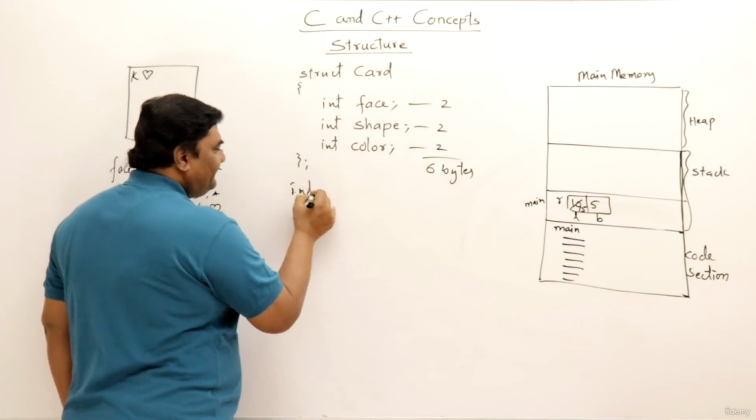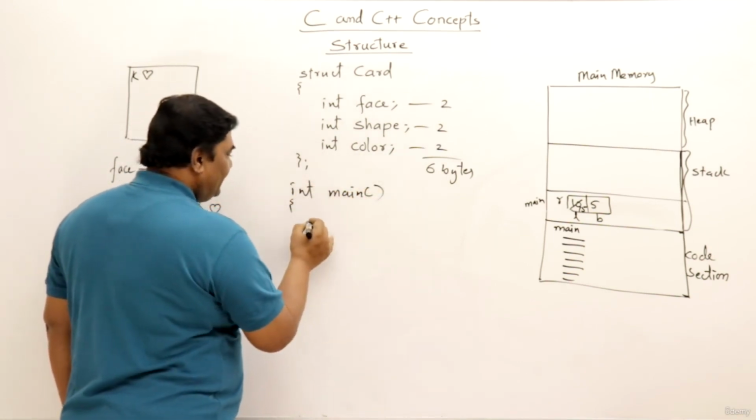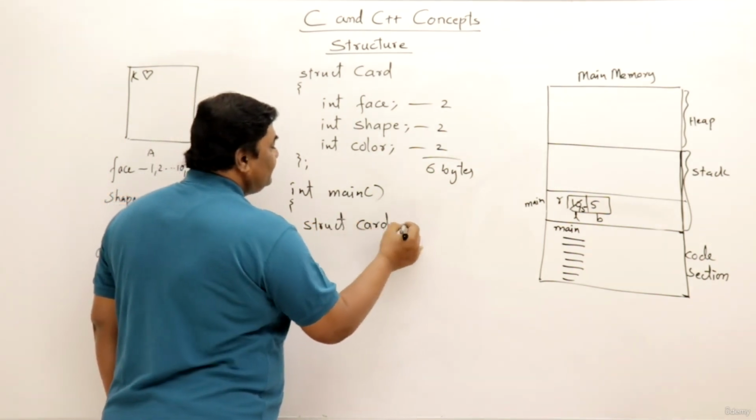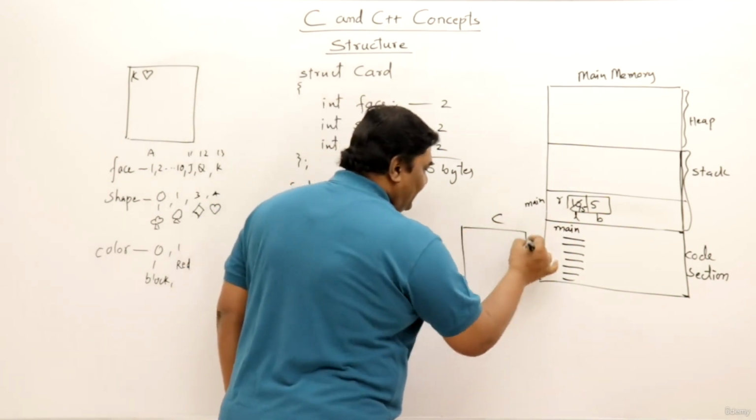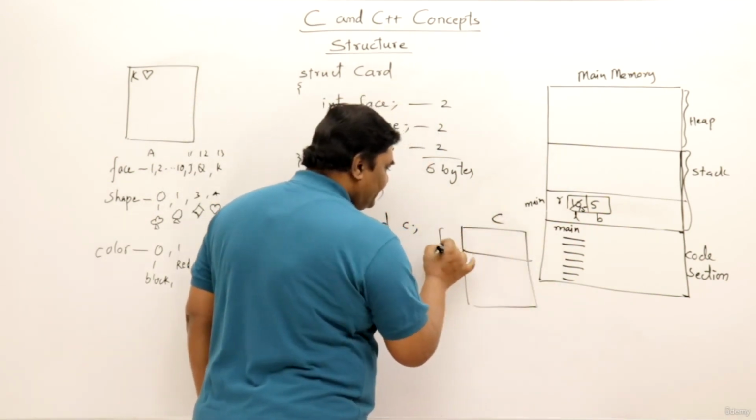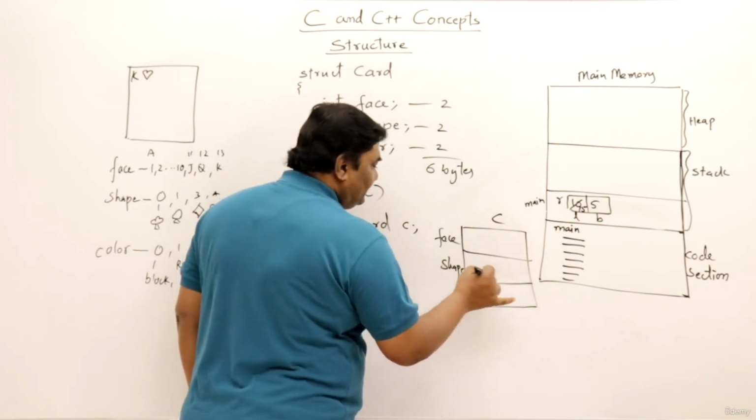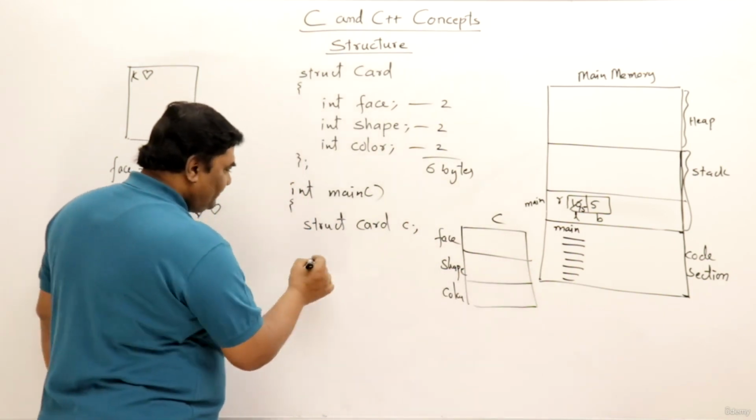So inside the main function, if I declare a variable of this type structure, I can have a playing card, struct card, and just C. Now this C, how it will occupy the memory, it will have 3 members. First one is face, the second one is shape, and the third one is color. Now I can access all these members by using dot operator.